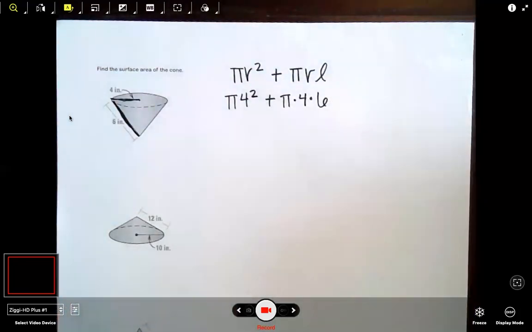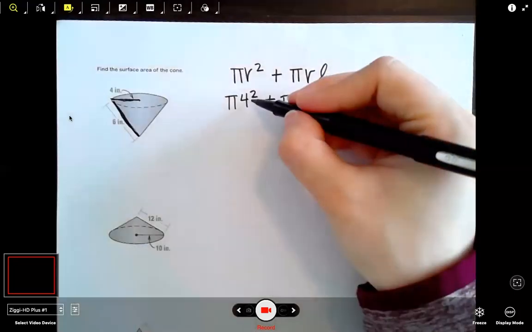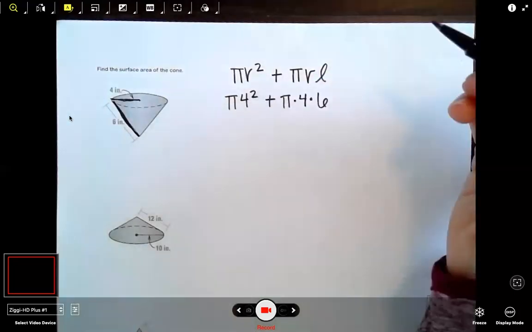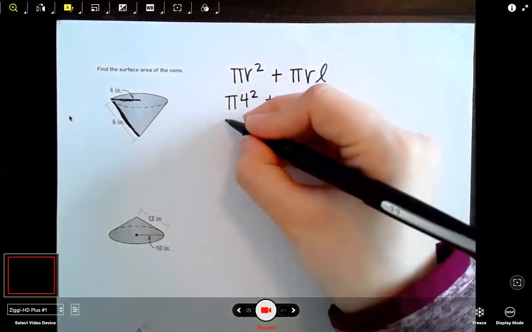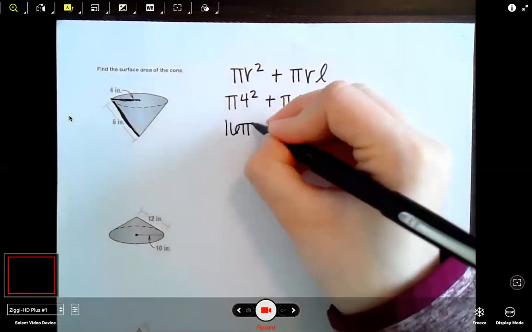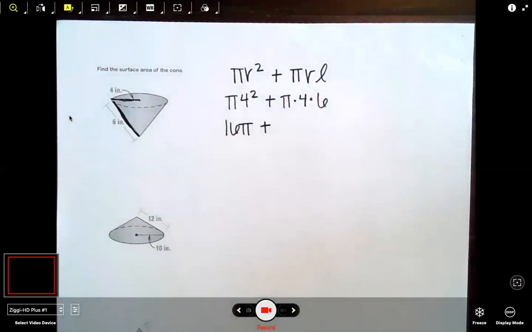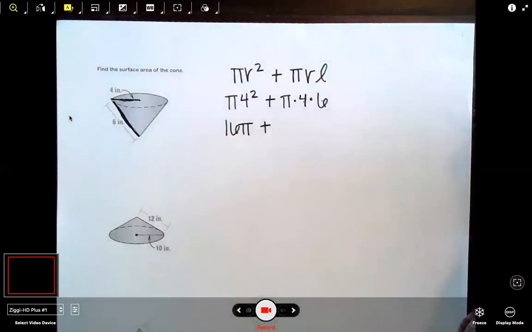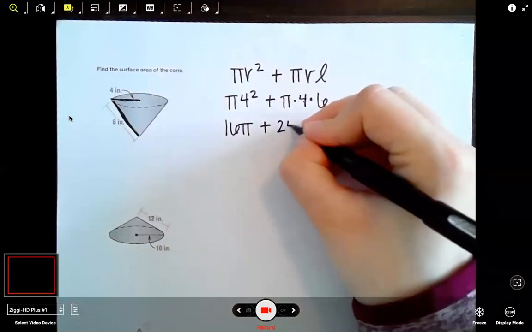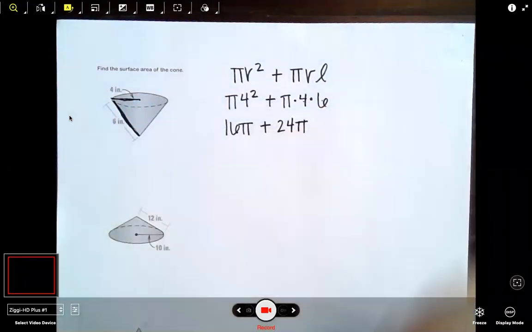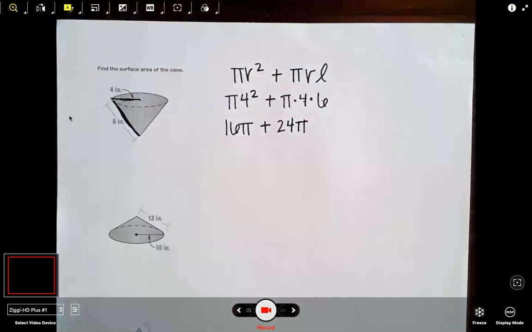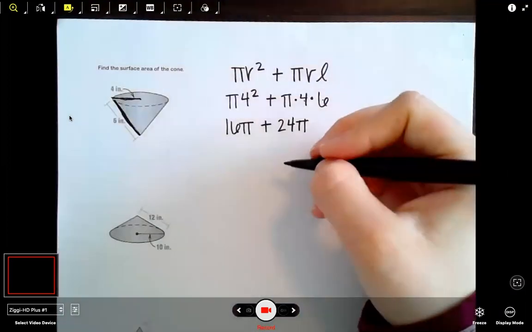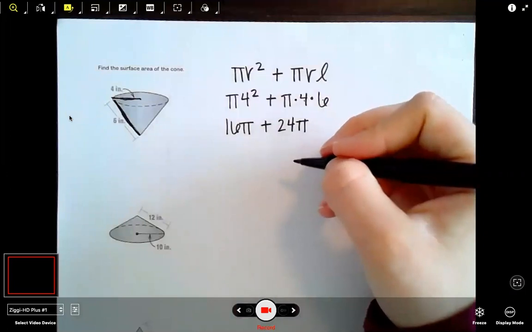And now we just have to simplify. So do you guys remember what 4 squared is? 16. Yep. So we'll have 16 pi plus, and then 4 times 6 is what? 24 pi. Yep, 24 pi. And now we add those pi's together. So what's 16 plus 24? 40.